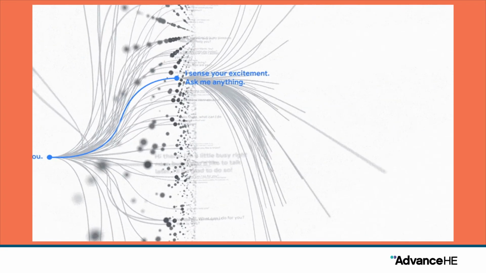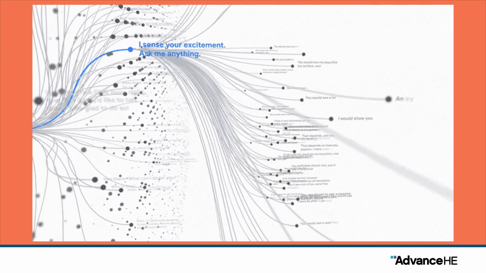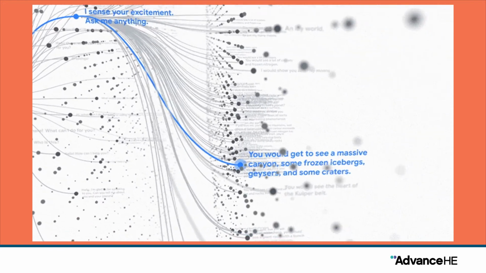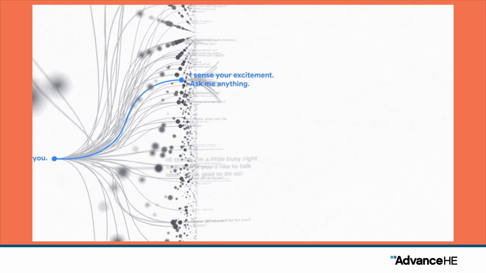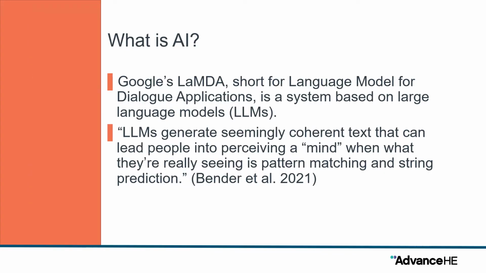The AI that the engineer had claimed had come to life is a Google product called, I think you pronounce it Lambda, maybe. It's LAMDA. And we're talking about a very specific type of AI tool. So I'll call it Lambda, even if it's not pronounced that way. Lambda is short for Language Model for Dialogue Applications, and it's based on what we call large language models. And I'm going to grossly simplify.